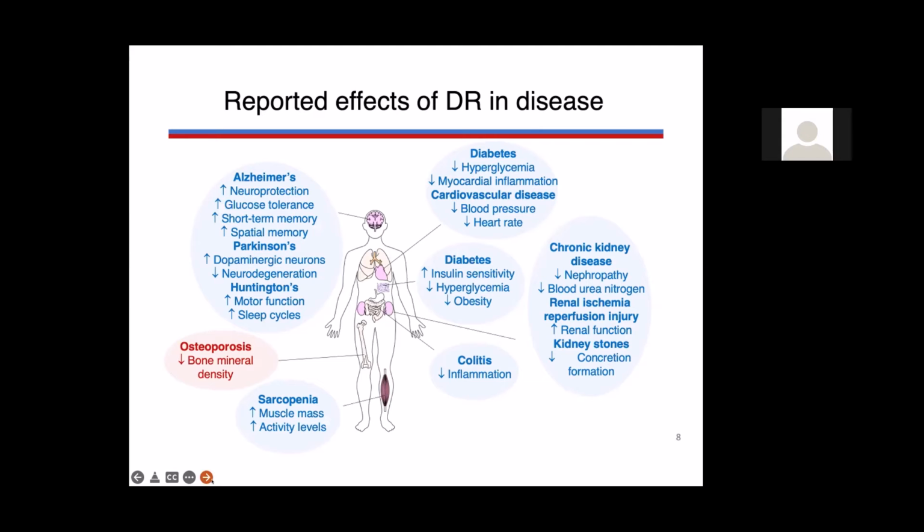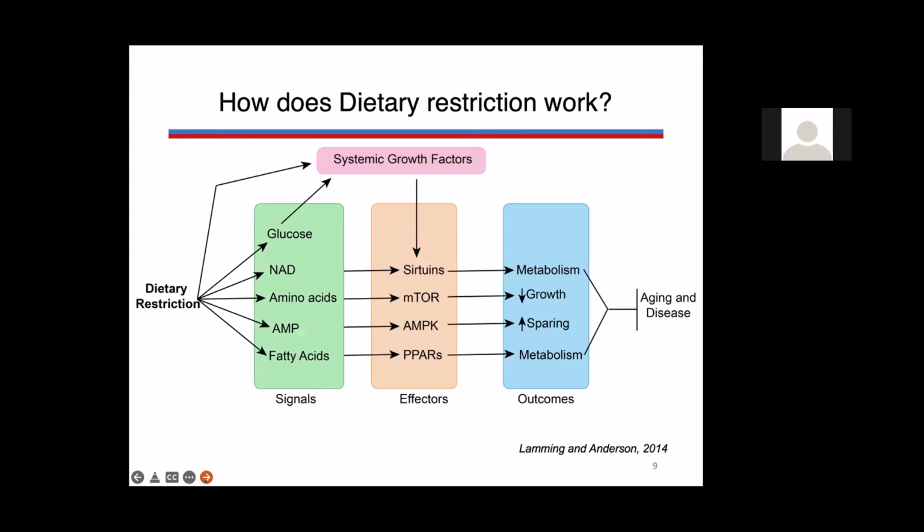So coming to how does it work? Mechanisms underlying dietary restriction are complex. There is no single pathway that can account for all the beneficial effects of reducing dietary intake. But this is a very simplified model to show the metabolic reprogramming that occurs with dietary restriction. Reducing food intake results in changes in signaling molecules, which are reflective of the nutrient status or the energetic status of the cells, tissues, or organs or in an organism.